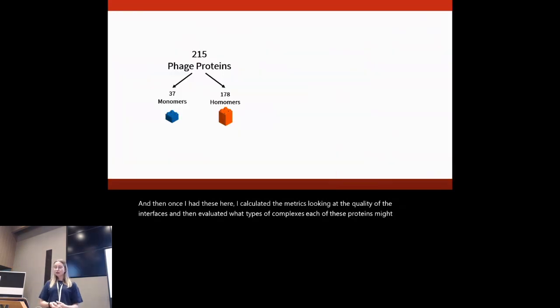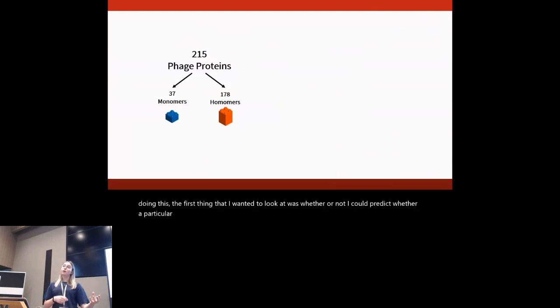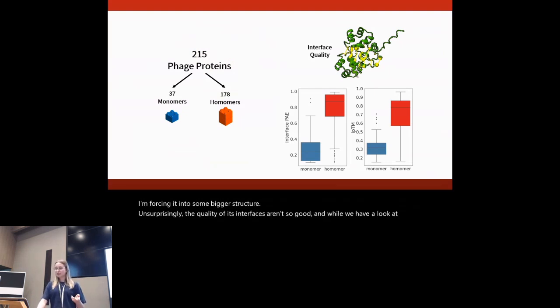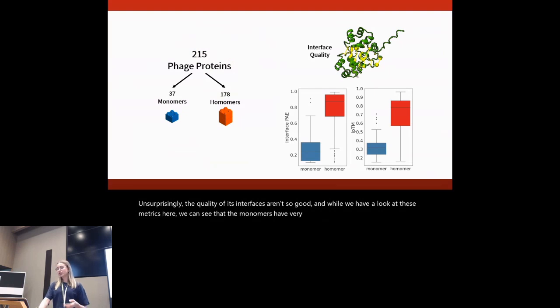In doing this, the first thing I wanted to look at was whether I could predict whether a particular protein was a monomer or a homomer. Here I had 37 monomers and 178 homomers. For each of these proteins, I looked at the quality of the interfaces that they form. Essentially, if I have a monomeric protein and I'm forcing it into some bigger structure, unsurprisingly, the quality of its interfaces isn't so good. When we look at these metrics, we can see that the monomers have very poor interface metrics and the homomers have better interface metrics when they're in their correct state.